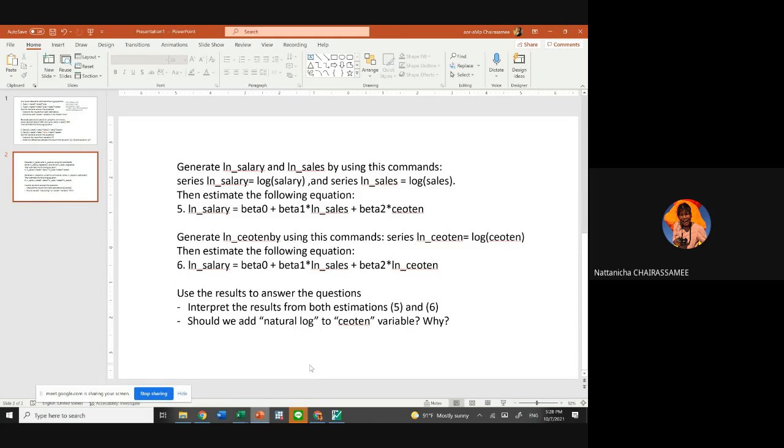And the second one, you have to think about the type of the variable that you have. If that variable includes some zero values, once you take the natural log of it, you will have some missing data. It means that you are going to lose some observations. You have to think about it. It's easy to interpret as elasticity, but you have to think about the number of observations and the interpretation.